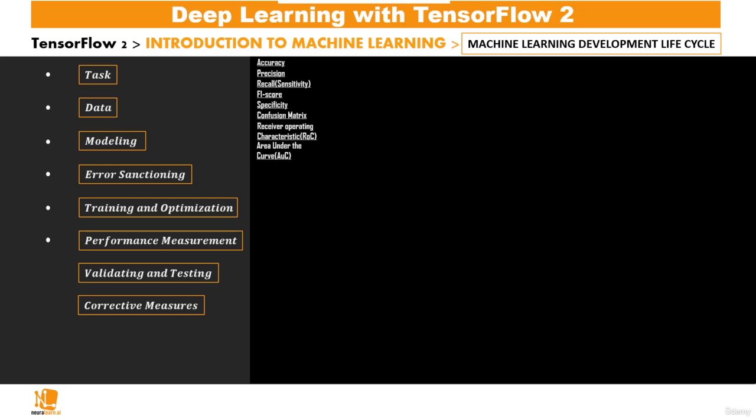The next phase of the machine learning pipeline after training and optimization is performance measurement. Under performance measurement, we devise methods which we'll be able to use to know whether our model is best adapted for our data set and can be used to do predictions. Several performance measurement criteria exist.